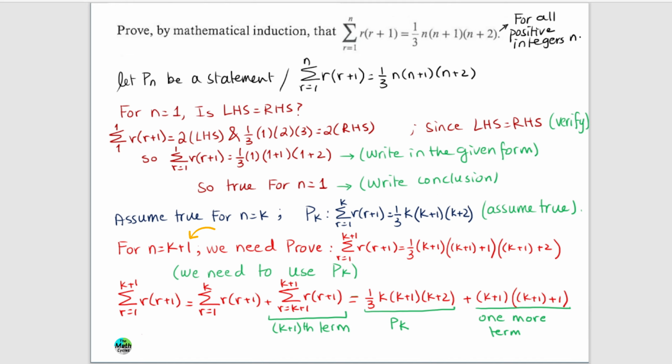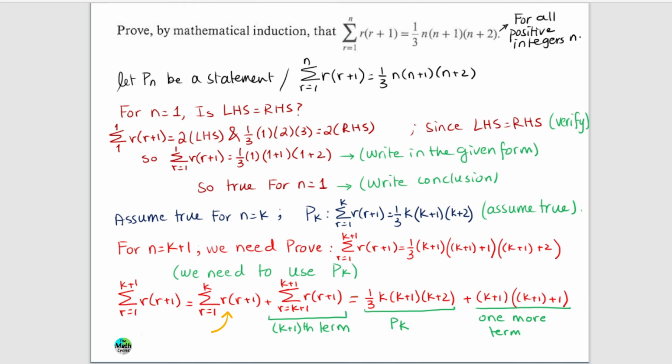Now, third step, for n equals k plus 1, I need to prove that this statement, where instead of n I have k plus 1, is true. So I start with summation of r equals 1 to k plus 1 of r into r plus 1. And this is a series that starts from 1 and ends at k plus 1. But from 1 to k, I already have the answer, so I don't have to do it again. And then it is from 1 to k plus one more term, which is the k plus 1 term.